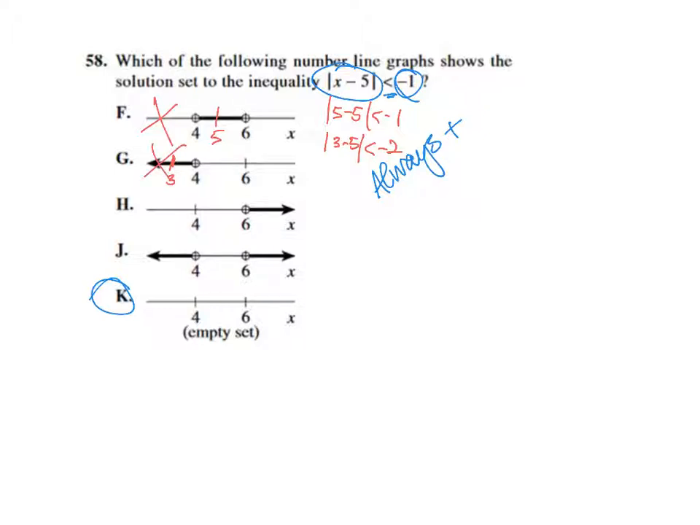H, same thing. This time I could pick something like 7. So 7 minus 5, and then take the absolute value. That would be 2 is less than -1. That's, again, not true. And then for J, we're looking at answers on either side here, but J actually contains G and H separately, those choices rather. So G wasn't true and H wasn't true, therefore J isn't true, and that would mean K has to be the answer.